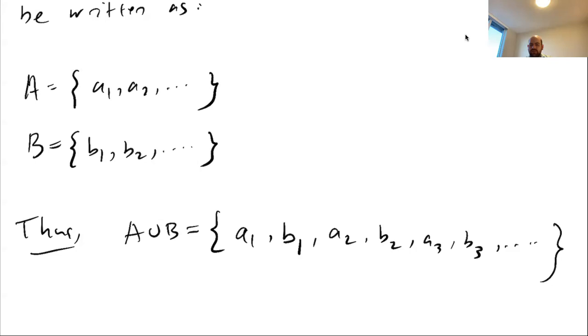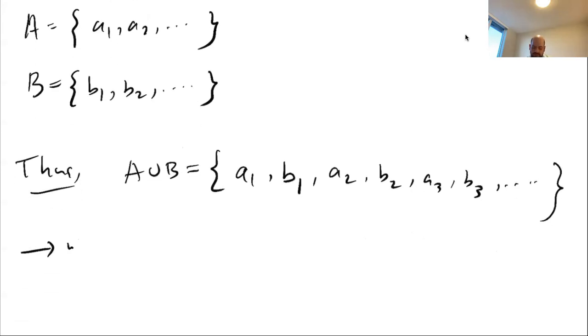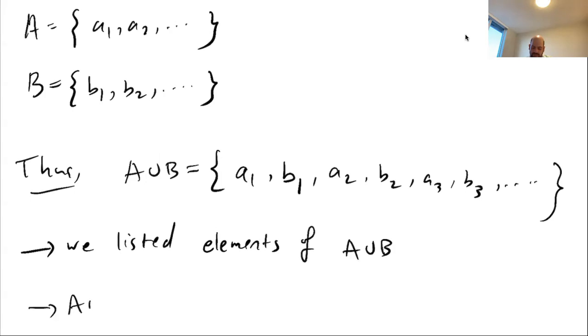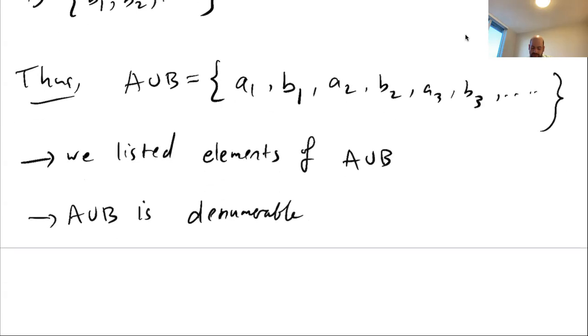I explicitly said which one is the first one, which one is the second one, and so on. And this is exactly what we mean by listing. You have to say which element is the first one, which element is the second one, and so on. So that means we listed elements of A union B, and then that means A union B is denumerable. And that means A union B is countable.